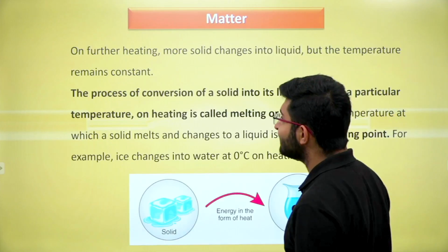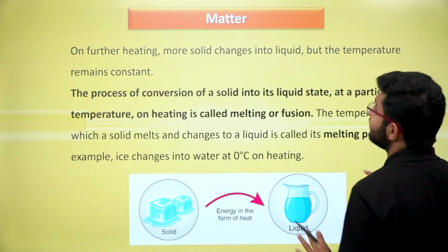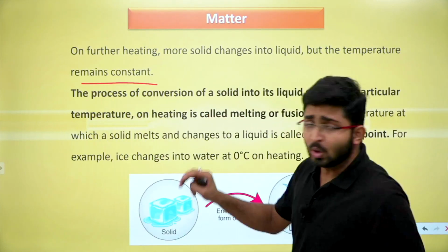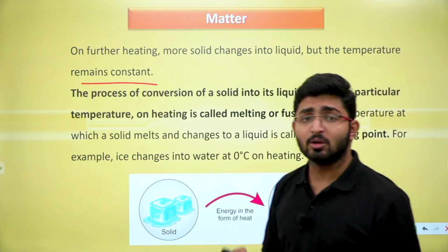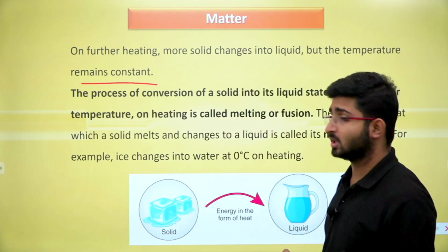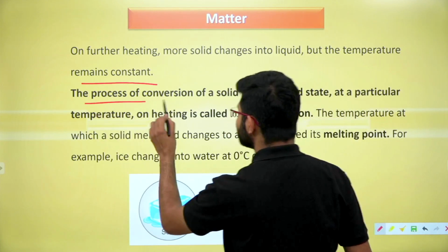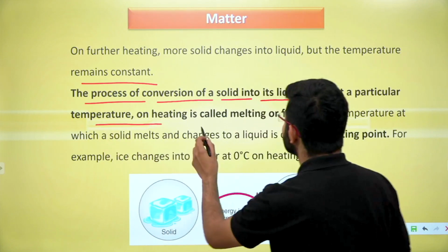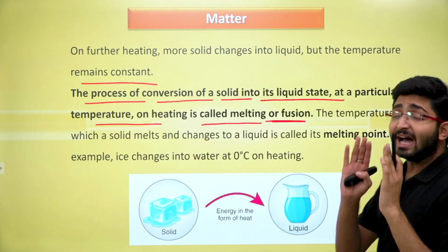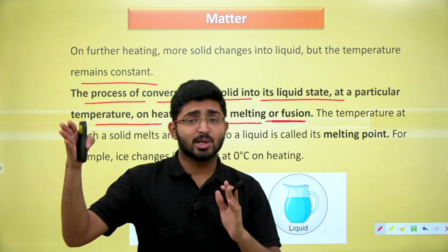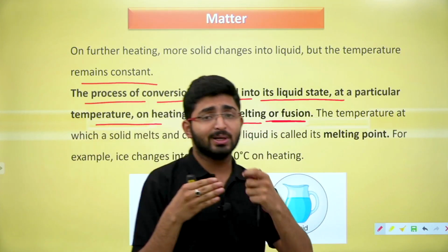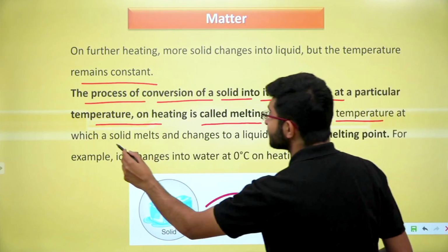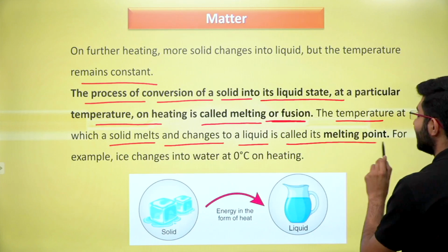Now moving ahead, you can see here that on further heating, more solid changes into liquid, but the temperature remains constant. So what is the final definition of melting or fusion, if it is asked in the examination? The process of conversion of a solid into its liquid state at a particular temperature on heating is called melting or fusion, and that particular temperature at which the solid changes itself into the liquid one is known as the melting point, right? So the temperature at which a solid melts and changes to a liquid is called its melting point.